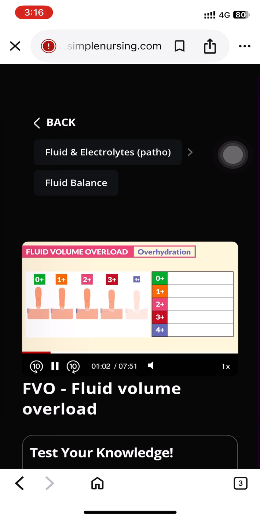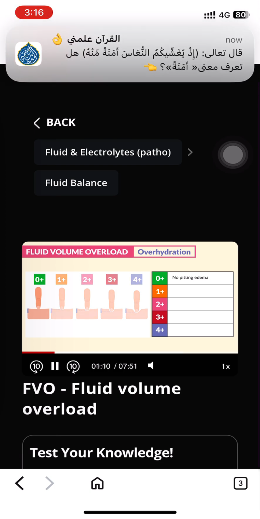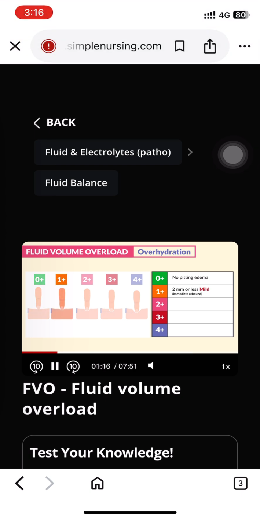4 different textbooks say 5 different things, but these were the ones that were based on the NCLEX standards. So be sure to write these down. 0 plus is no pitting edema. 1 plus is 2 millimeters or less, basically mild pitting edema, and immediately rebounds for skin. Now 2 plus is 3 to 4 millimeters, which is considered moderate. We have a 15-second rebound of skin.